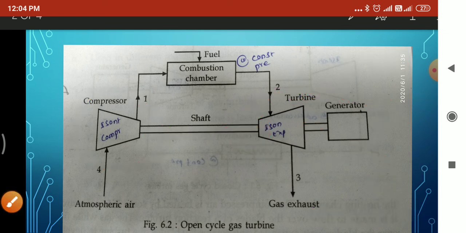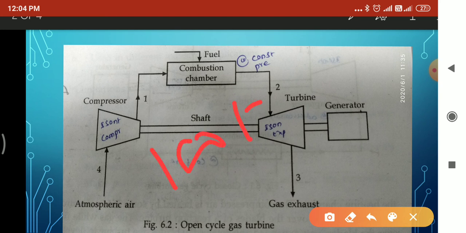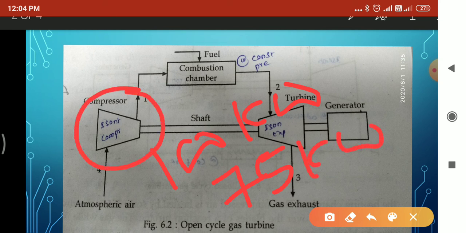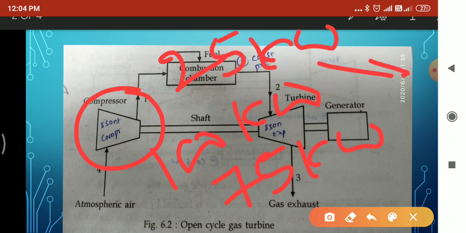For example, as I told you in the last video, if we are producing 100 kilowatt of power by using this turbine, from this 100 kilowatt, 75 kilowatt power is used only to run this compressor, and the remaining 25 kilowatt power is used for external work.